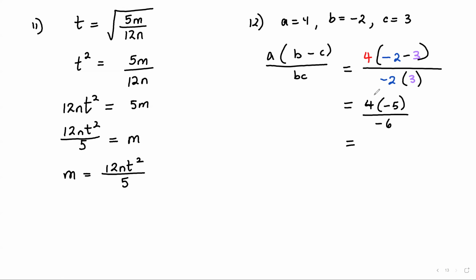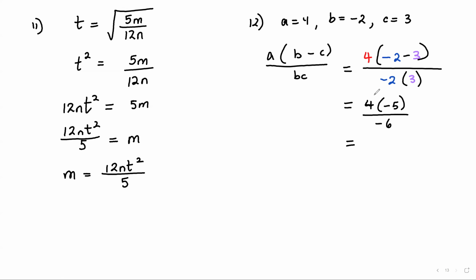That's your answer. You could have, however, said 4 times -5 divided by -6. 4 times -5 is -20 divided by -6, which will be, well, negative divided by negative is a positive, and then you reduce this fraction. 2 into 20 is 10, and 2 into 6 is 3. So you get the same answer.